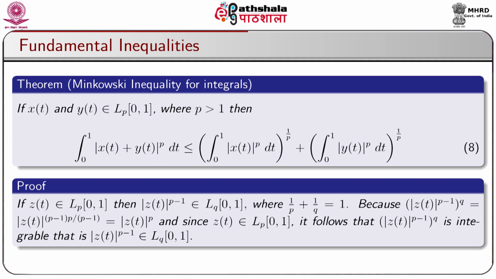The proof is given below. If z(t) belongs to capital L p [0,1], then |z(t)| to the power p minus 1 belongs to capital L q [0,1], where 1 by p plus 1 by q is equal to 1. Because of the fact, |z(t)| to the power p minus 1, whole to the power q, is equal to |z(t)| to the power (p minus 1) into p divided by (p minus 1), which is equal to |z(t)| to the power p. And since z(t) belongs to capital L p [0,1], it follows that |z(t)| to the power p minus 1, whole to the power q, is integrable, that is, |z(t)| to the power p minus 1 belongs to capital L q [0,1].